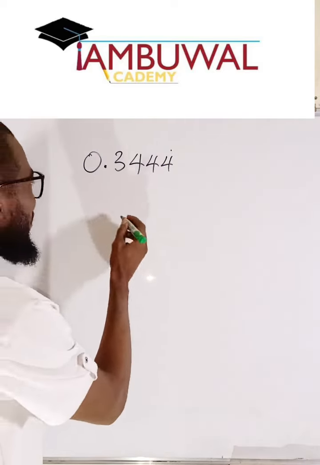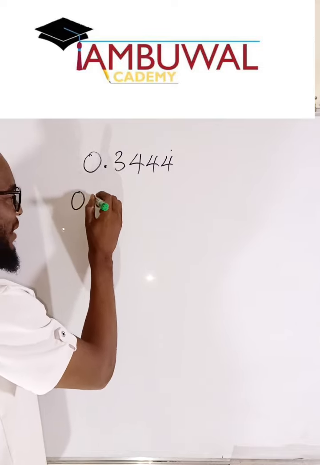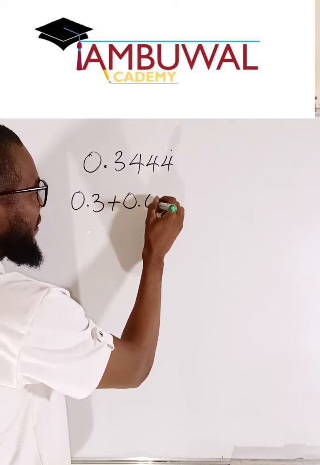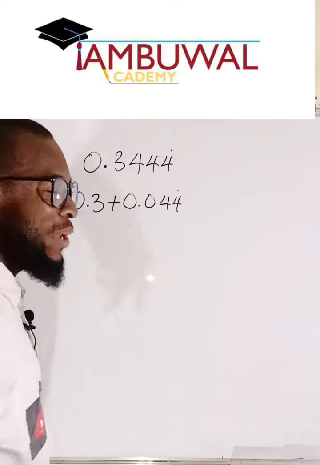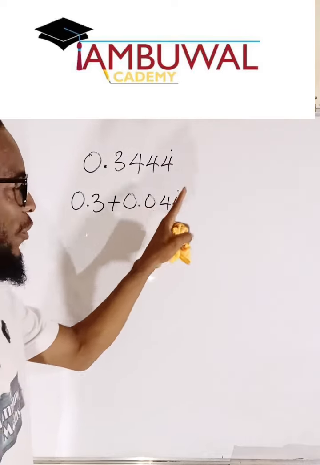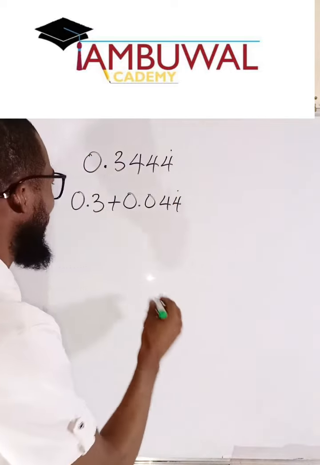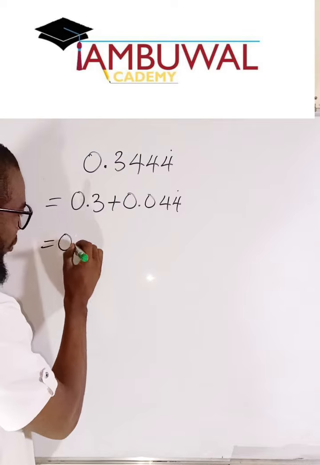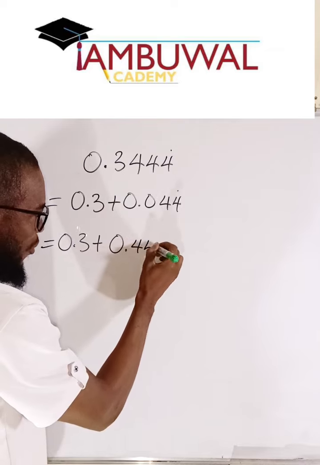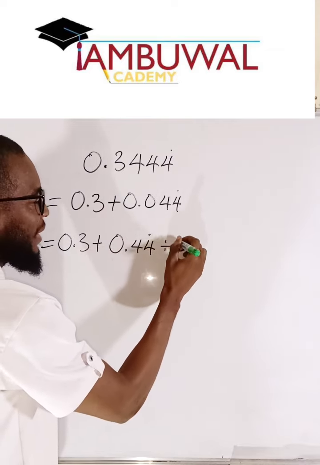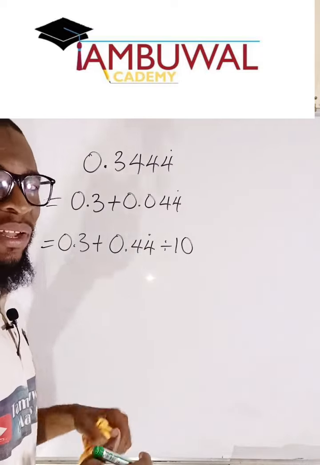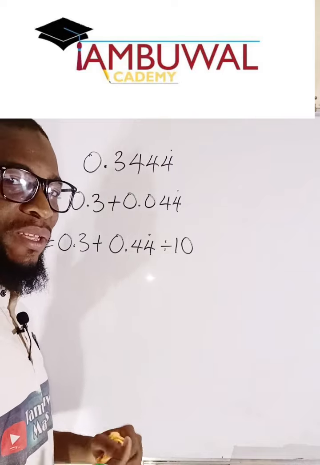It is as simple as saying this is the same thing as 0.3 plus 0.044444 that keeps on repeating, right? But we have just learned that this is the same thing as 0.44444 divided by 10. So we have 0.3 plus 0.44 that keeps on repeating, but divided by 10. We know that 0.3 is a terminating decimal, and we have learned how to convert terminating decimals into fractions.